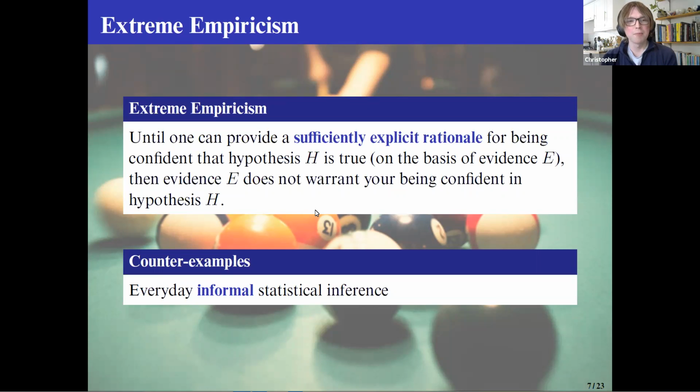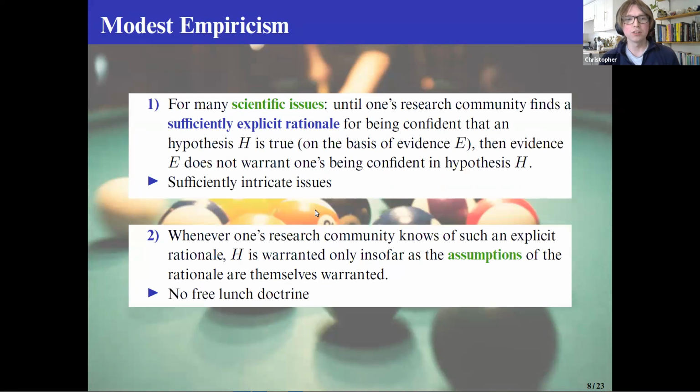But at least I'm pretty tempted by a much more modest version of this extreme empiricism, which says that this empirical thesis is true in some circumstances, at least at the level of the research community. Here's a more modest version of empiricism. You might say, look, some scientific issues are sufficiently intricate that until your research community has available to it an explicit rationale for being confident in your conclusion, your evidence does not warrant confidence in that conclusion. Science often is just so difficult that if someone in your community can't make explicit that rationale, then you're irresponsible in drawing that conclusion. So that's the first aspect of what I'll call modest empiricism.